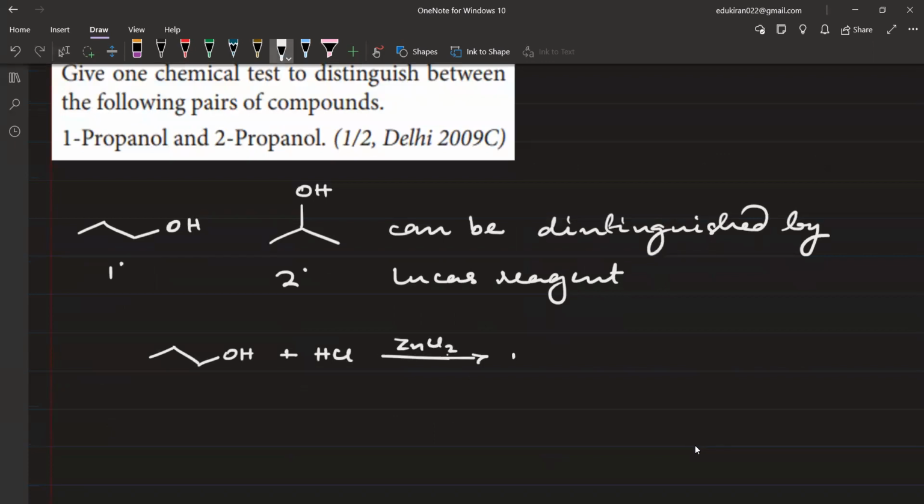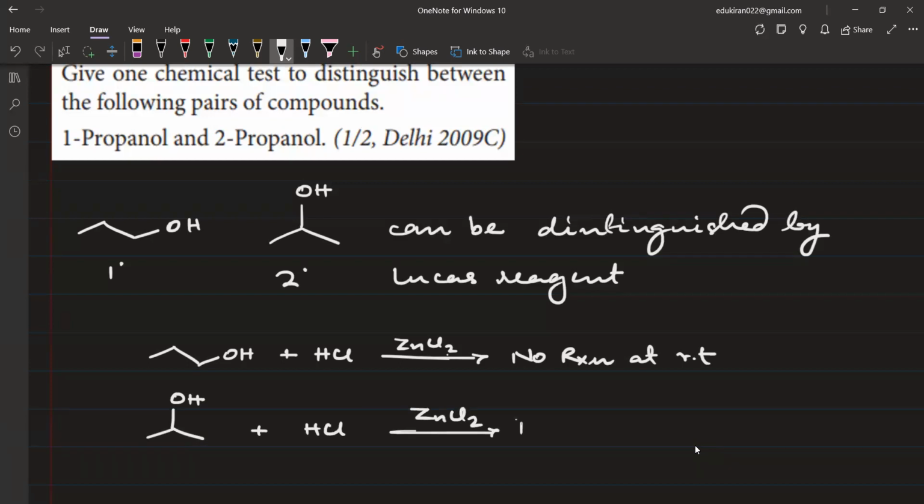Anhydrous ZnCl2 and concentrated HCl: no reaction at room temperature for the primary alcohol. The secondary alcohol is going to give me turbidity, that means the product is turbid, after 5 to 10 minutes.